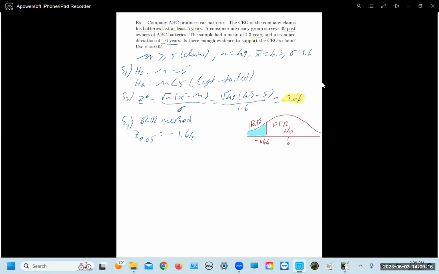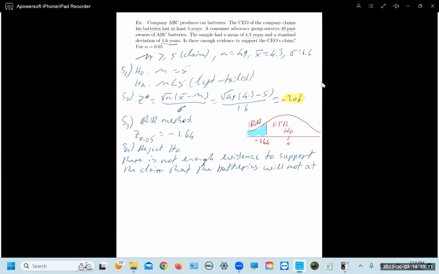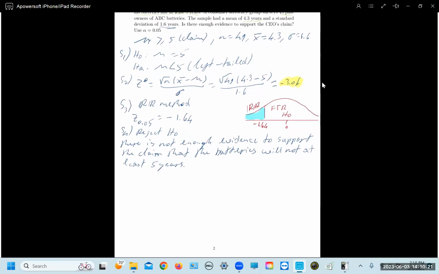So this is step 4, reject H0. There is not enough evidence to support the claim that the battery will last at least 5 years. So it's not at least 5 years.